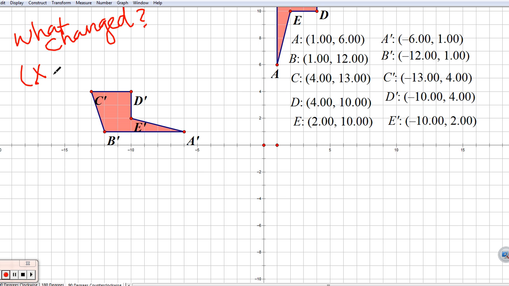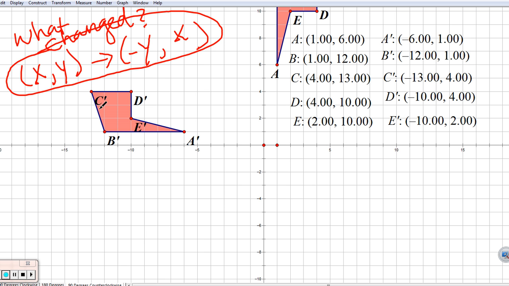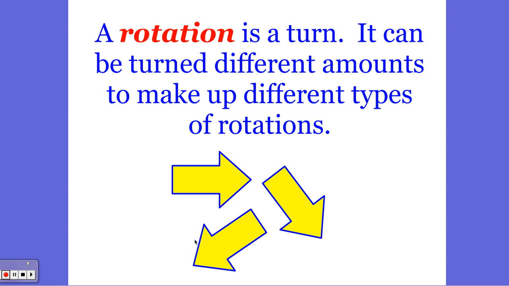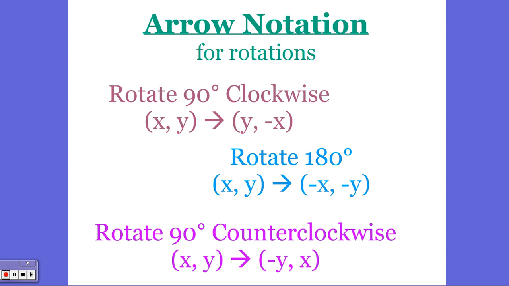For all of our points, our first value is now second with no sign change. Second value is now first with a sign change. Here's our arrow notation for 90 degrees counterclockwise. So let's take a look at how that's going to affect us. Please make sure that all of these arrow notations are in your notes.